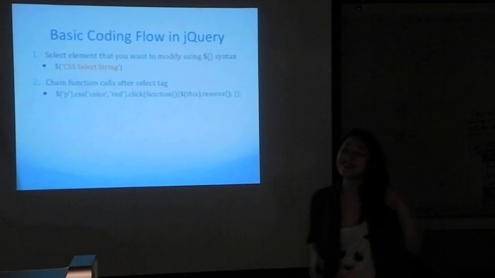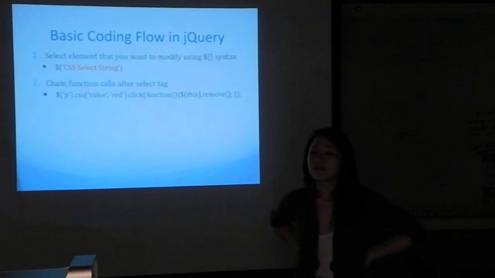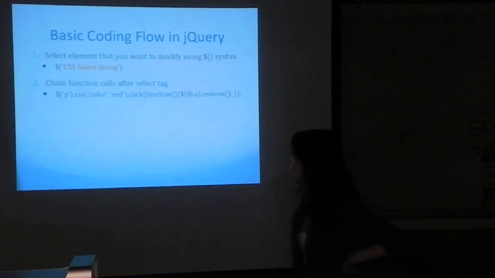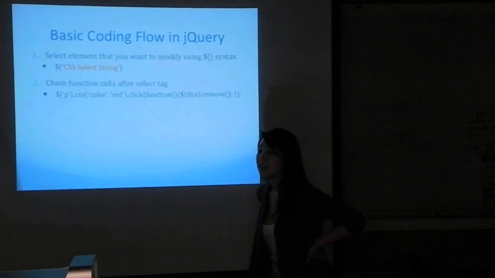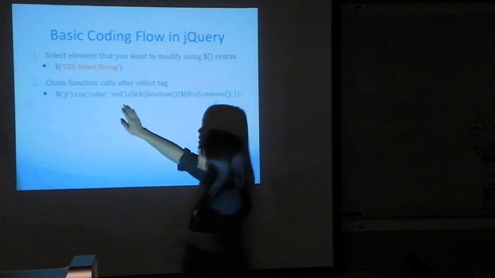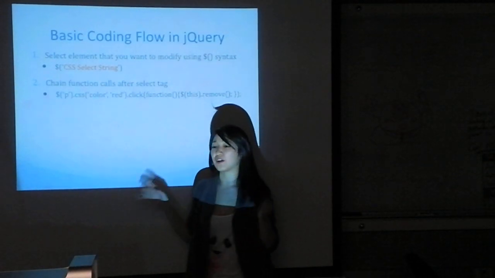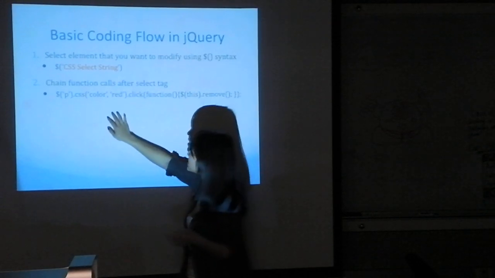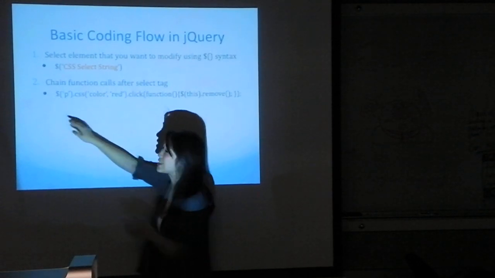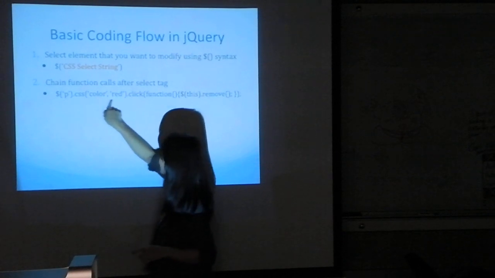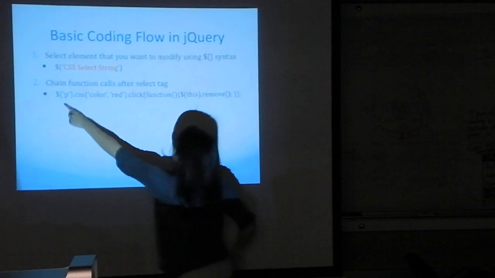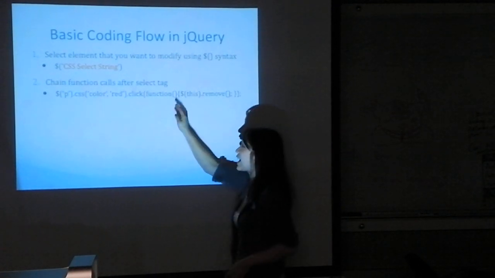Yeah. So the first is selecting that paragraph element. The second dollar is that selecting an element within the paragraph element? No. So this method, and we'll go over what functions and methods are in a couple of slides, is actually returning this element again. So it's as if you had said P CSS and then P again and then click and then P again and then remove. Okay. They're just all acting upon the same thing.